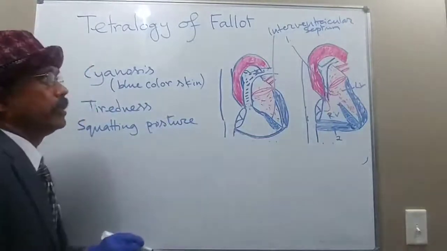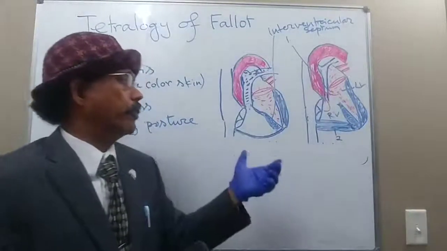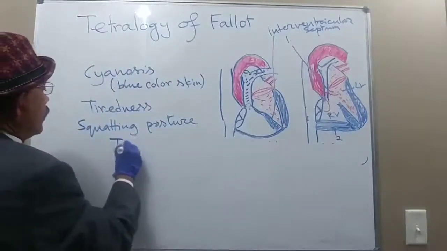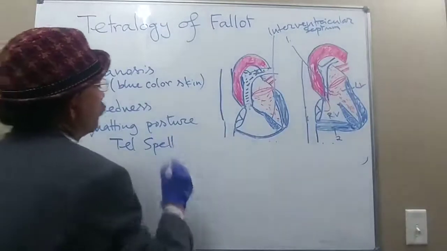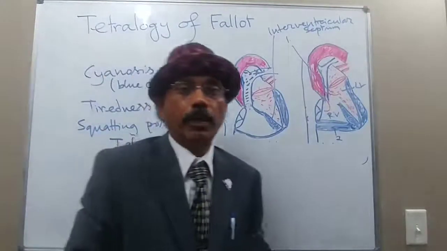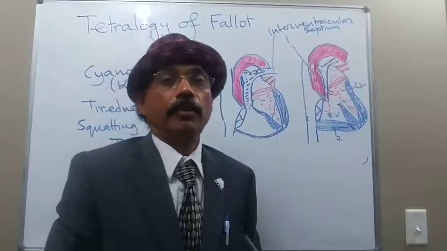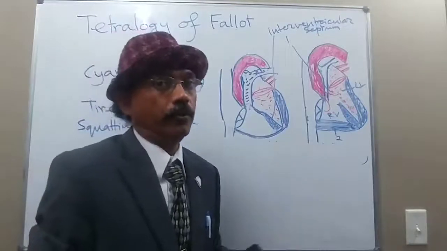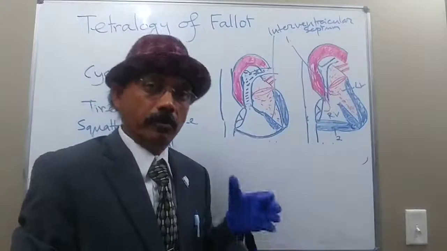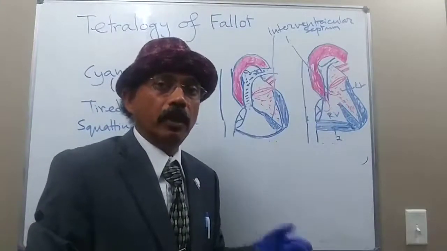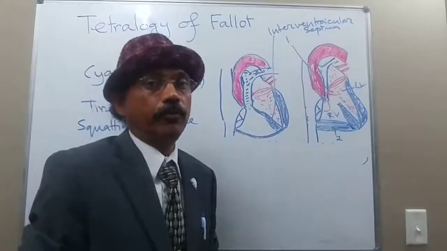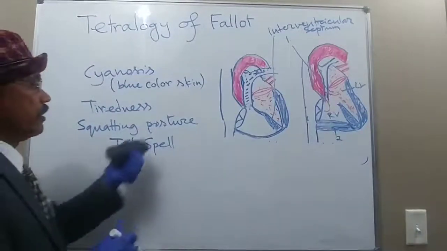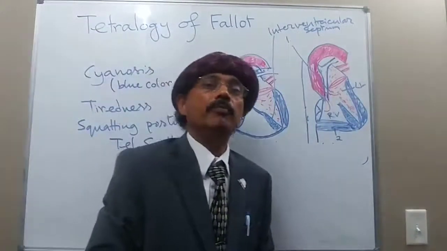Especially during some episodic condition, there is what is called Tet spell. Tet spell happens when the child is exhausted by exercise, or eating food, or agitated for any reason. That may lead to episodic cyanosis, too much cyanosis, because pulmonary circulation is very much less, so that lack of oxygenation leads to Tet spell.